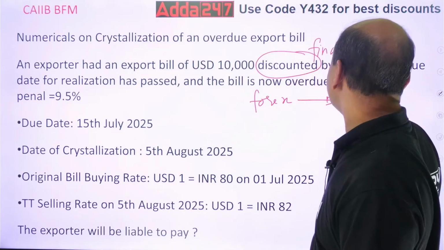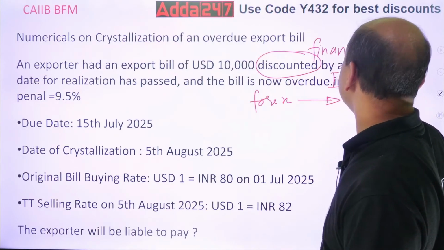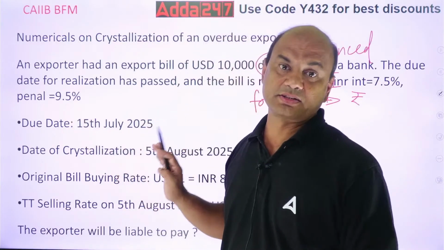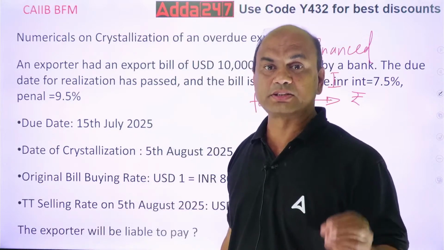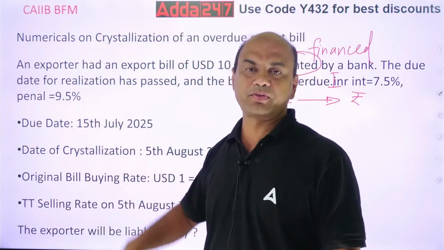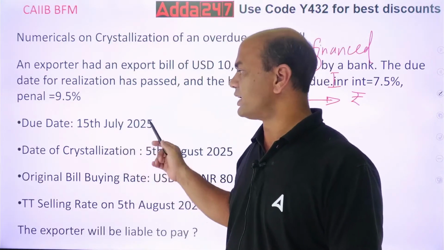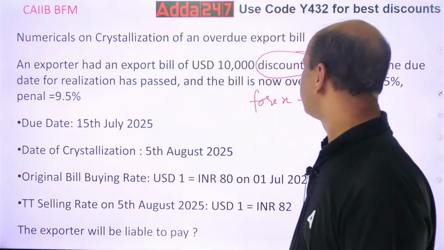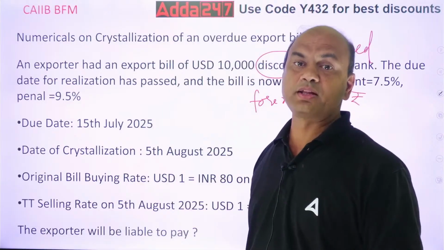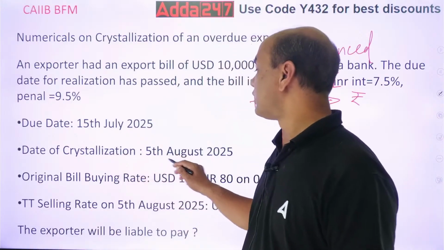Now what is given? INR interest rate is 7.5%. Penal interest rate is 9.5%. This is the rate of interest: for rupee loan it is 7.5%, and for penal interest it is 9.5%. Now what are the details? Due date of the bill was 15th July. So on 15th July the buyer was to pay. Date of crystallization is 5th August.